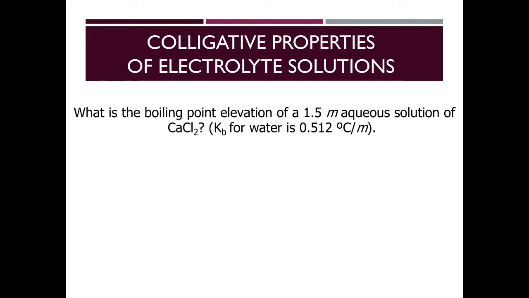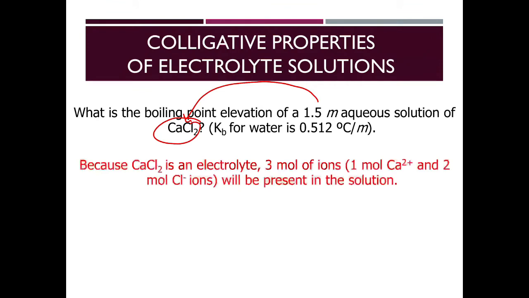What is the boiling point elevation for a 1.5 mole aqueous solution of calcium chloride? Okay, so this 1.5 mole is telling you that's how much calcium chloride I put in there. But that's not necessarily telling you how many moles of stuff you have floating around. How many moles of ions do you have floating around in your solution? Okay, well, we know that calcium chloride is going to break into 3 pieces, right? Just like we were talking about before, that calcium chloride solid is going to break into calcium and 2 chlorine. So we have 3 moles of ions floating around.